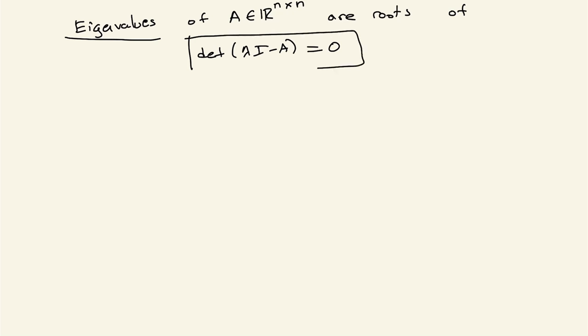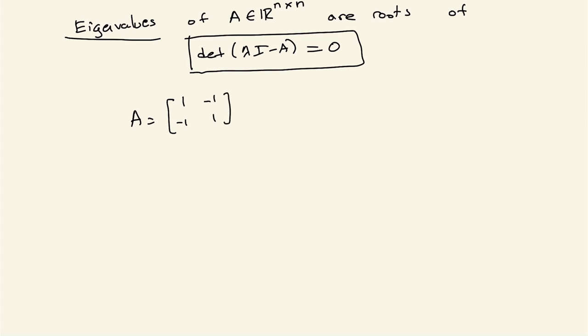Basically, eigenvalues of a square matrix, say A, are nothing but the roots of determinant of lambda I minus A equals 0. If you take this determinant of lambda I minus A, set it to 0 and solve for the lambdas, you are going to find the eigenvalues of matrix A. For example, let's say A is [1, -1; -1, 1].